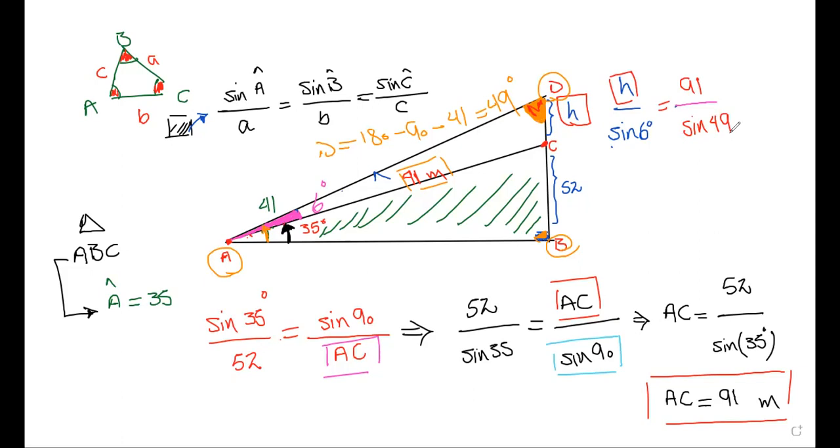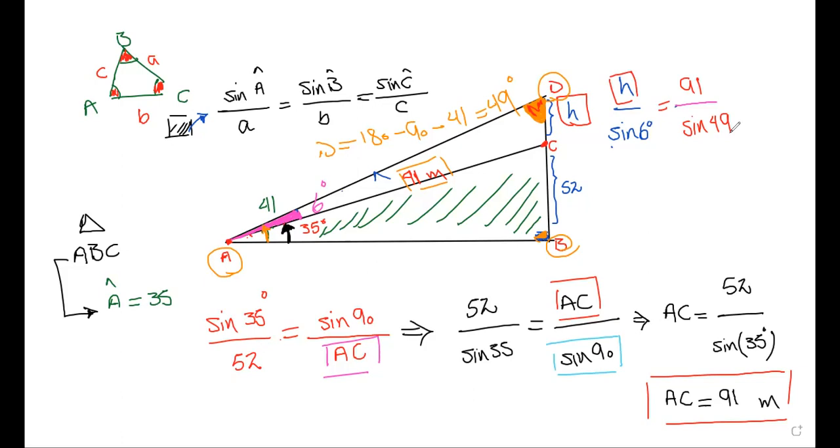It says that the sine of any angle over the length in front of that angle should be equal for all the angles. And AC is in front of B. That's right. AC is the length faced by this angle. And since we found C and D, that would help us find the height, right? That's right.